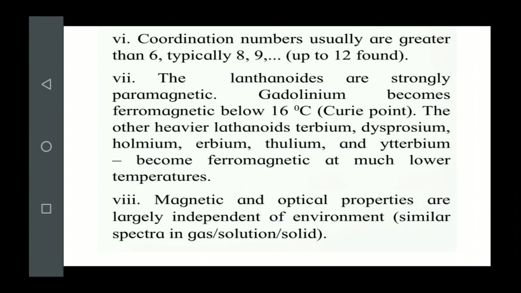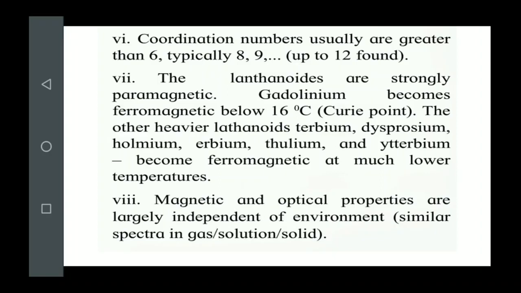Now the coordination number is usually very high. The coordination number of the lanthanoids is high, at the level of 8, 9 or up to 12 also. Next, the lanthanoids are strongly paramagnetic. Why? Because they contain unpaired electrons in their f orbitals. Because of the presence of unpaired electrons, they become paramagnetic. The other heavier lanthanoids, terbium, dysprosium, holmium, erbium, thulium and ytterbium, become ferromagnetic at very low temperature.